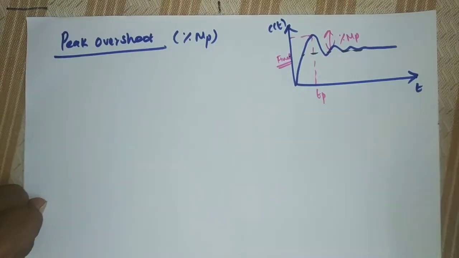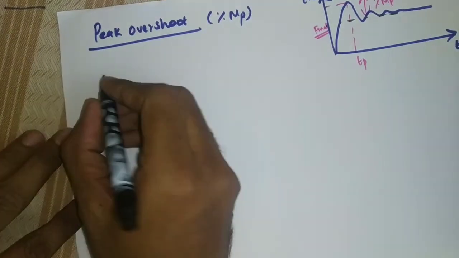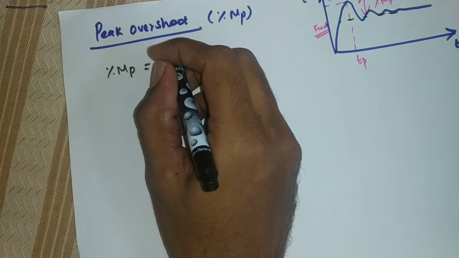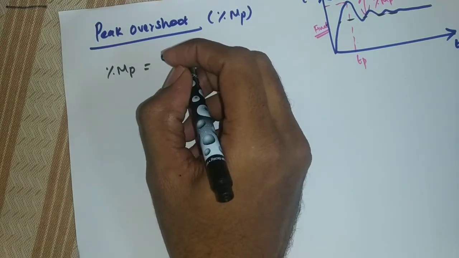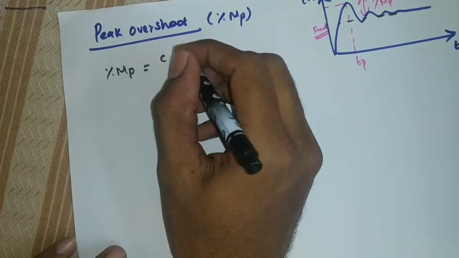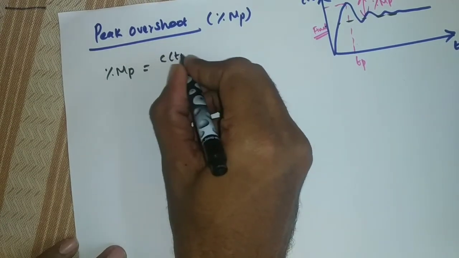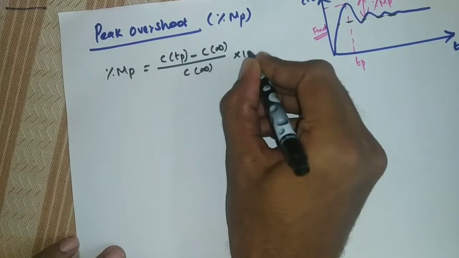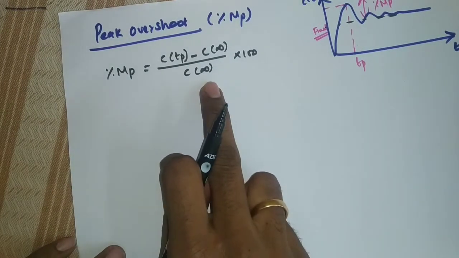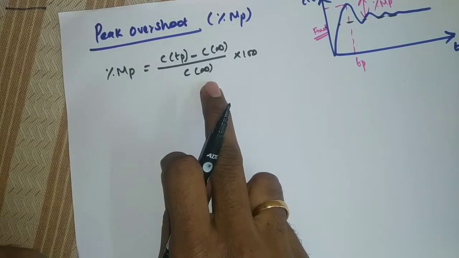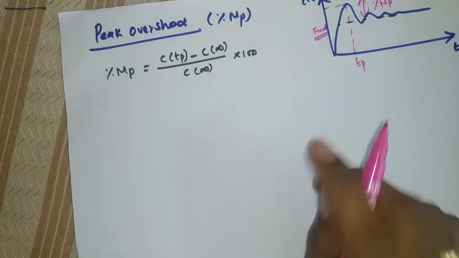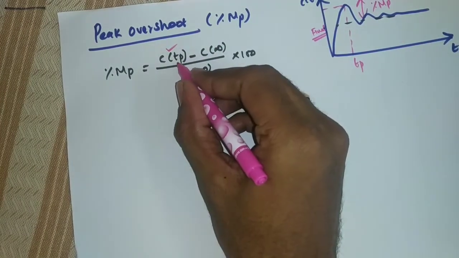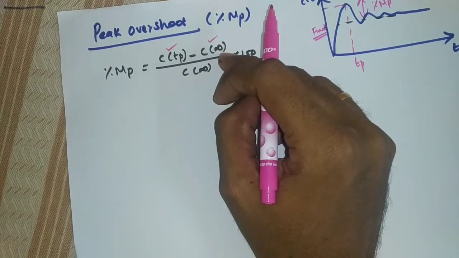As per the definition, the percentage MP is nothing but this ratio: the percentage peak overshoot, percentage MP, is the ratio of c of tp minus c of infinity divided by c of infinity, into 100. This is the ratio of the peak value at peak time and the final value. This is the c of t response at t equal to tp, and this is the response at t equal to infinity.